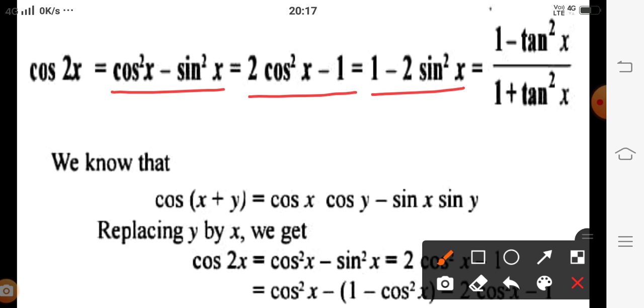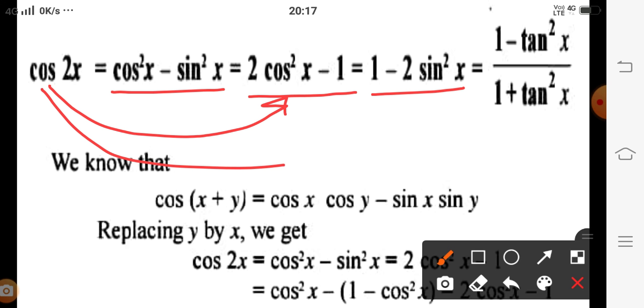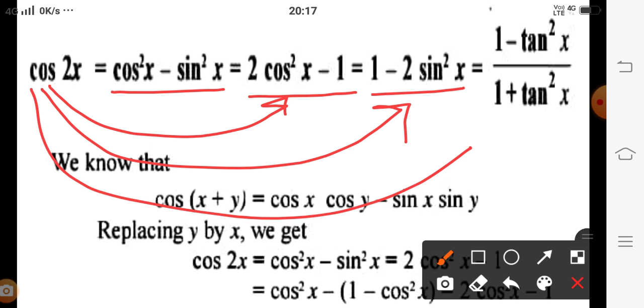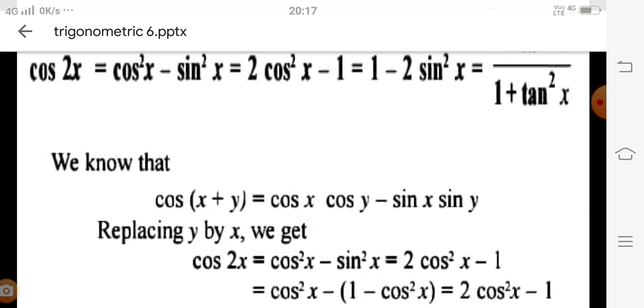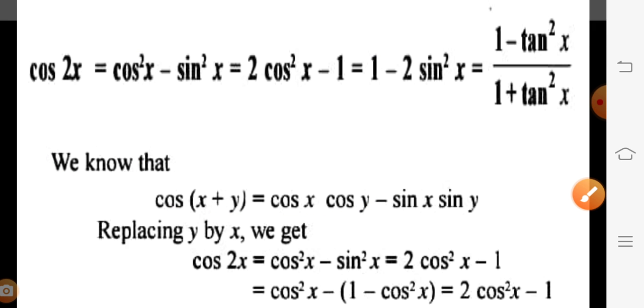All these are identity. Cos 2x is equal to cos square x minus sin square x. Cos 2x is equal to 2 cos square x minus 1. Cos 2x is equal to 1 minus 2 sin square x. In terms of tan, cos 2x is equal to 1 minus tan square x upon 1 plus tan square x. Then let us prove these identities.